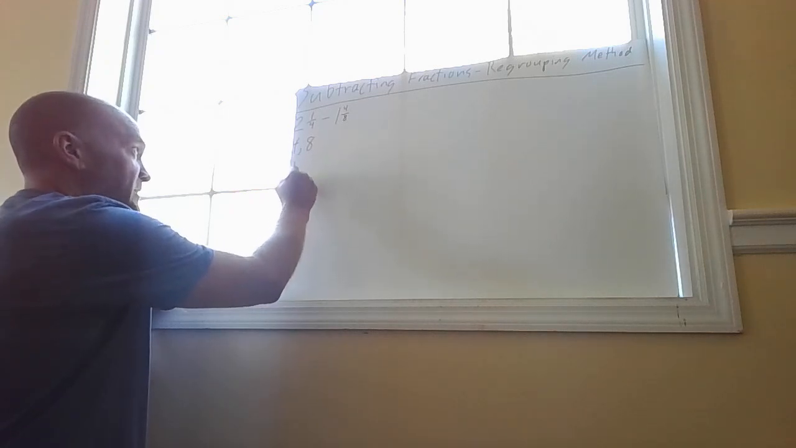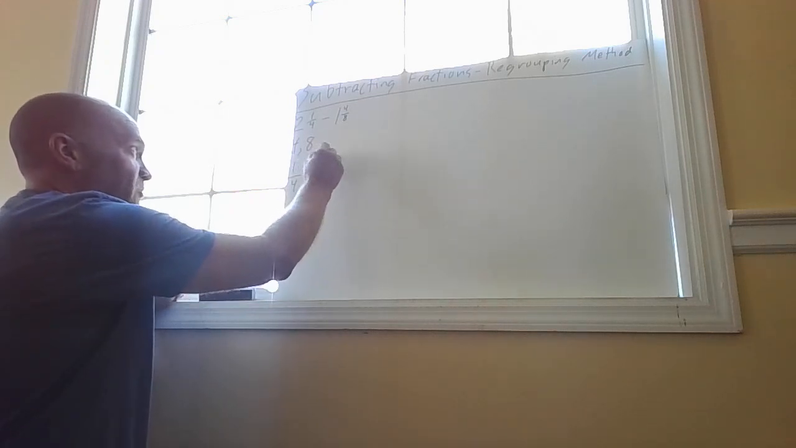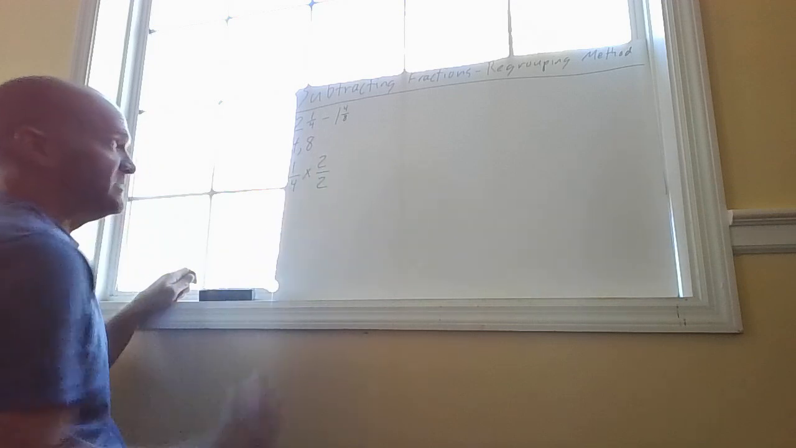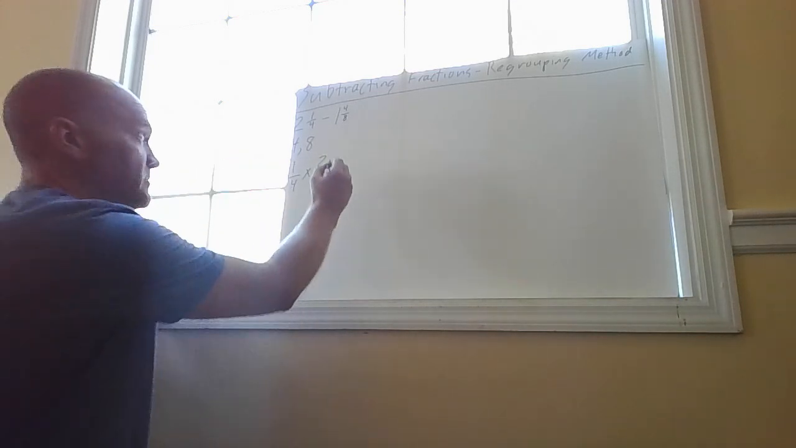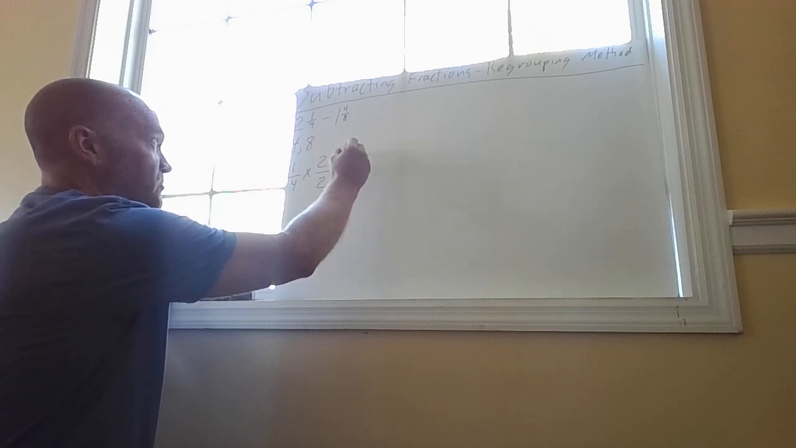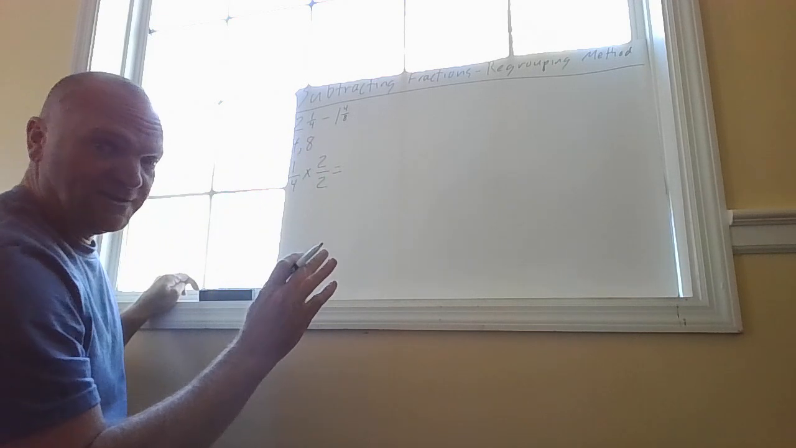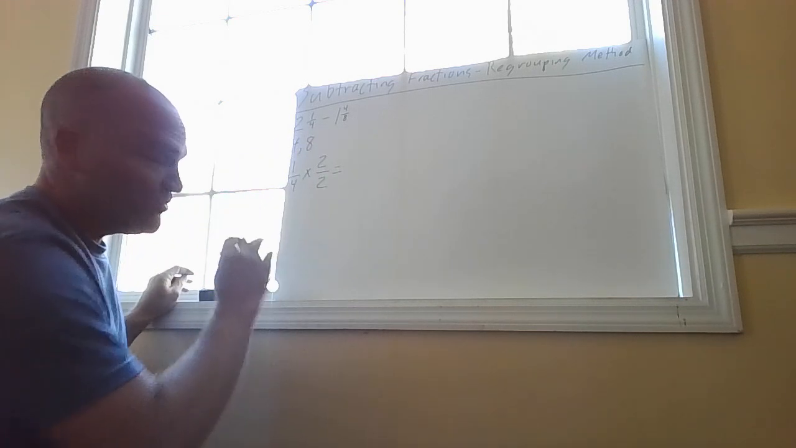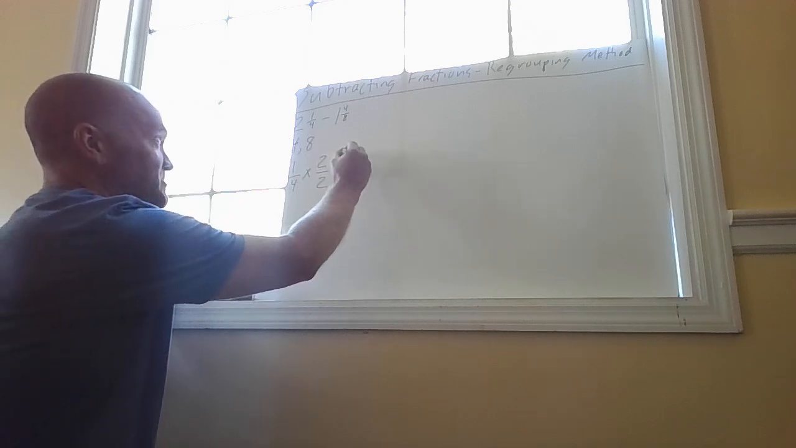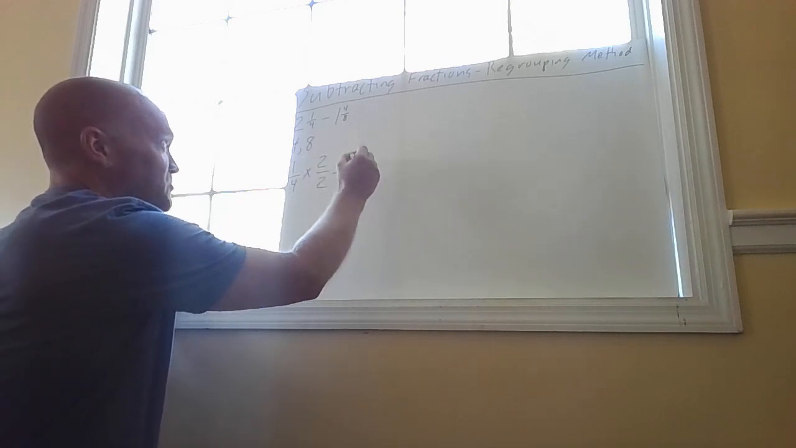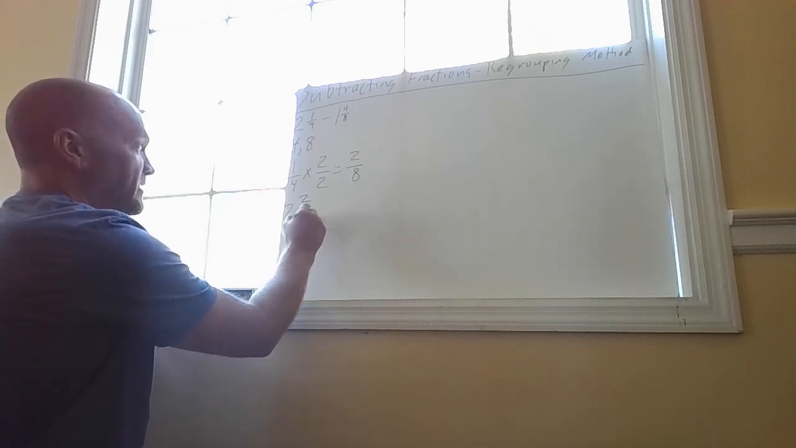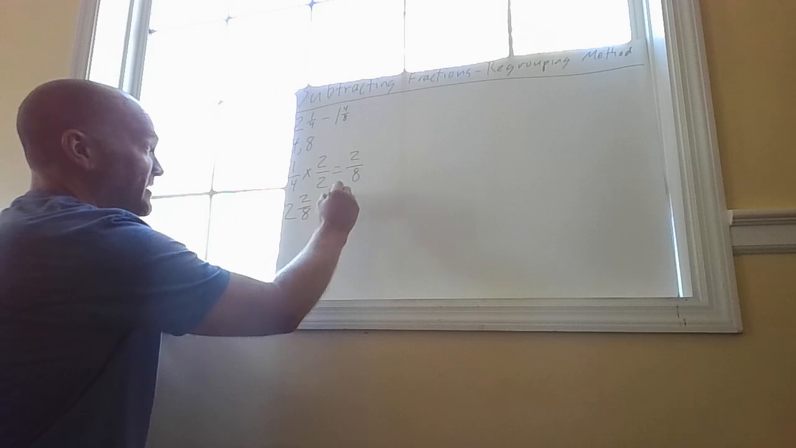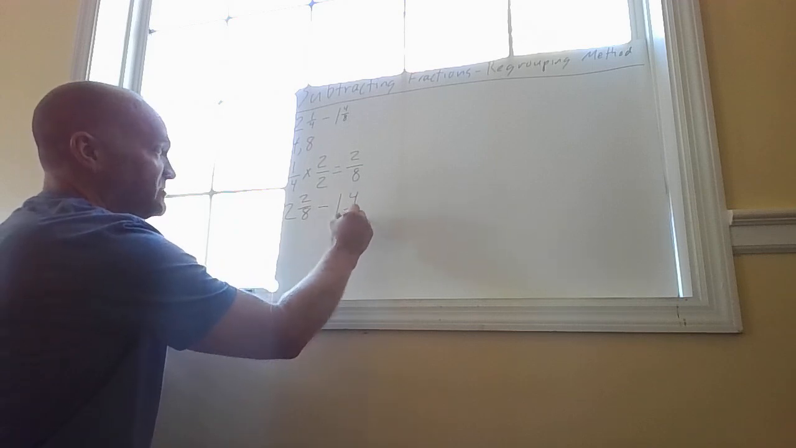So again, I will multiply my 1/4 times 2 over 2 because this represents one whole. That keeps everything equal. We're not actually changing what the fraction value is. We're just making the denominators the same. So 1 times 2 is 2. 4 times 2 is 8. So now I have 2 and 2/8 minus 1 4/8.